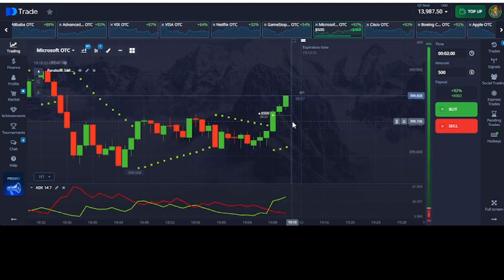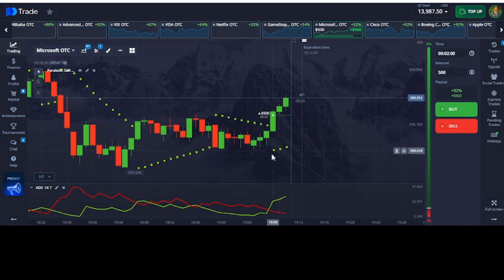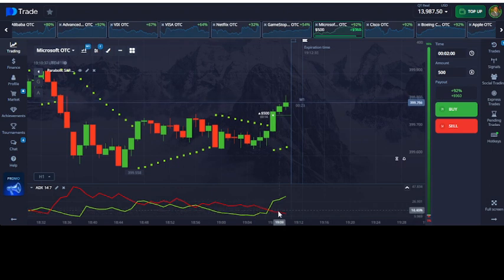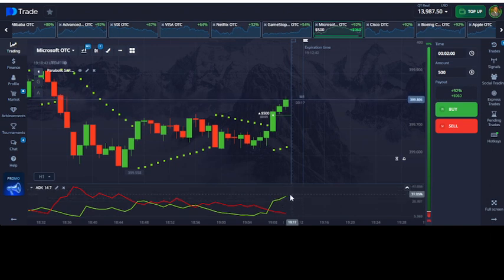Price is pushing nicely upwards here. Like I mentioned, parabolic SAR dots begin to print below the candles, and the plus ADX line crosses the red minus ADX line here in an upward direction. So there are more buyers than sellers here, thereby pushing the price upwards.